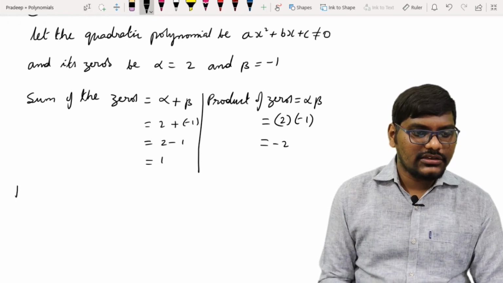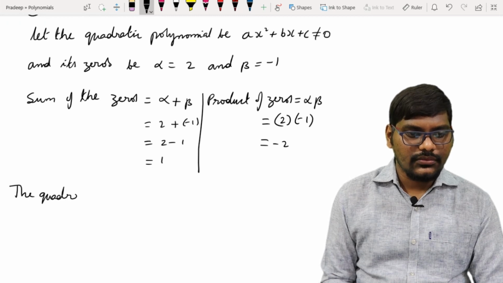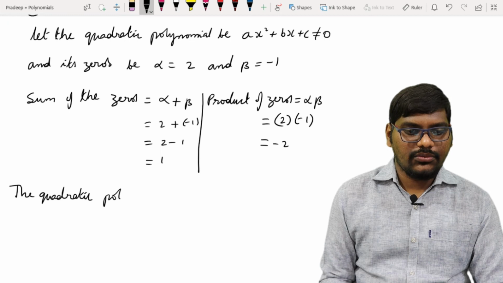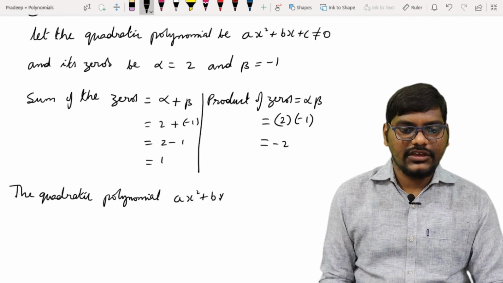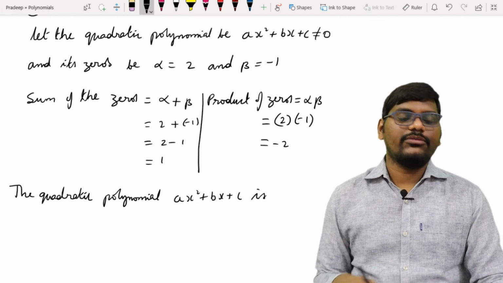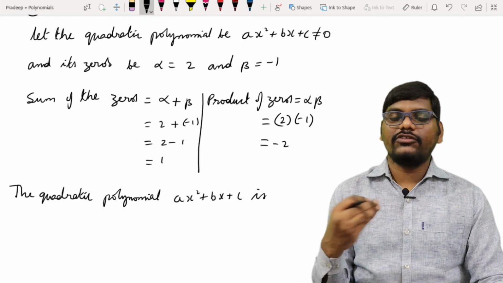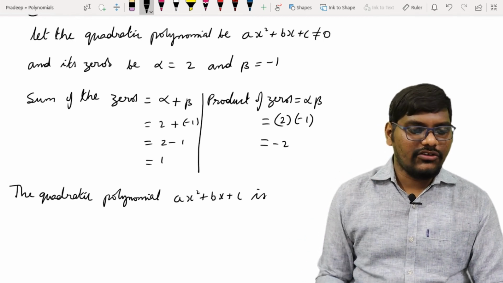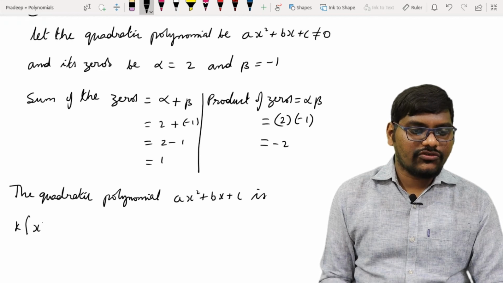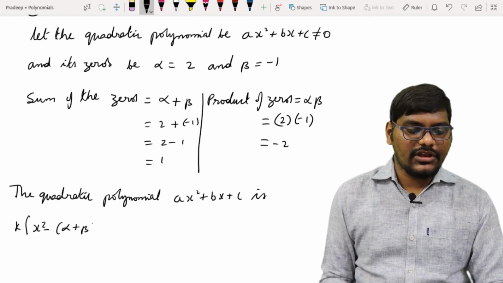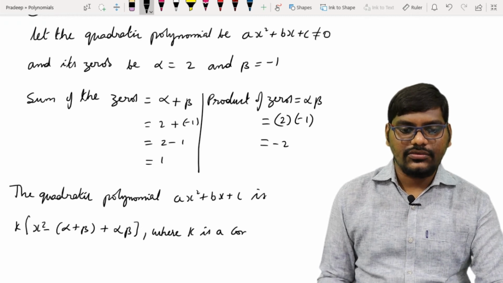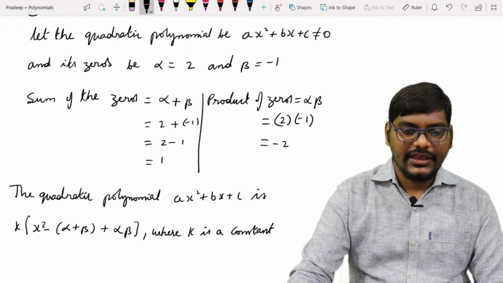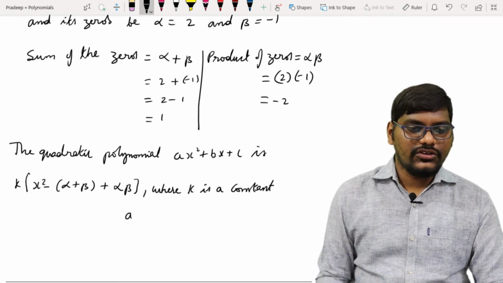So I can write the quadratic polynomial. What is a quadratic polynomial? That is ax square plus bx plus c. For a quadratic polynomial, when sum and product are given, we use the same method as in the second question: k into x square minus the sum, that is alpha plus beta, times x, plus the product alpha beta, where k is a constant and k is not equal to 0.